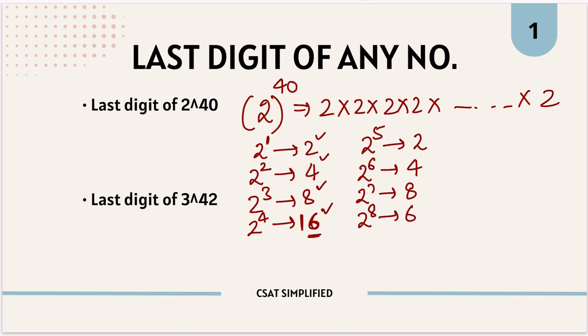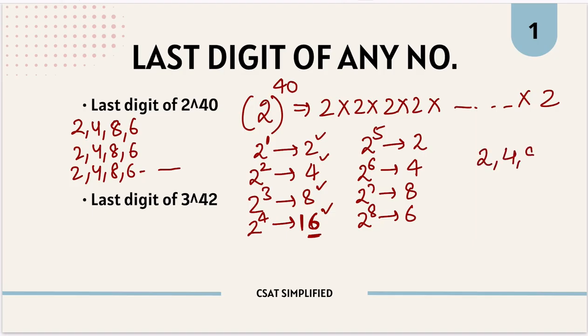Correct? So this pattern of 2 is repeating after every 4 powers. So we have a pattern like this: 2, 4, 8 and 6. 2, 4, 8 and 6, and so on. So after every fourth power, this repeats. So what will happen in the case of 2 raised to power 40? We will move like this. 37 is going to have last digit 2, then 38, 39 and 40. So this is going to be the fourth, correct?